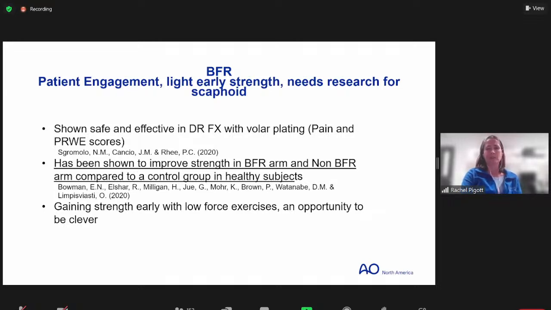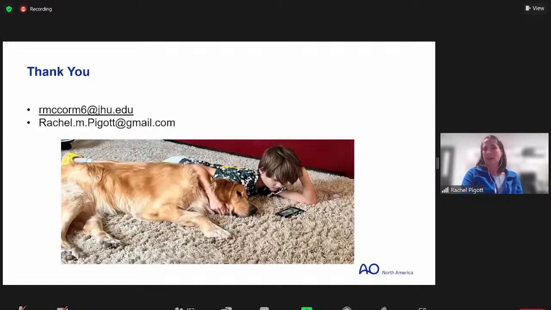In healthy subjects, blood flow restriction has been shown to strengthen not only the affected side, but also the non-affected side. So maybe there's a place to put this on somebody's non-involved arm and help them gain strength because it can create a systemic effect. And it's a nice way to gain strength early with lower forces, but it still needs some research in this particular population.